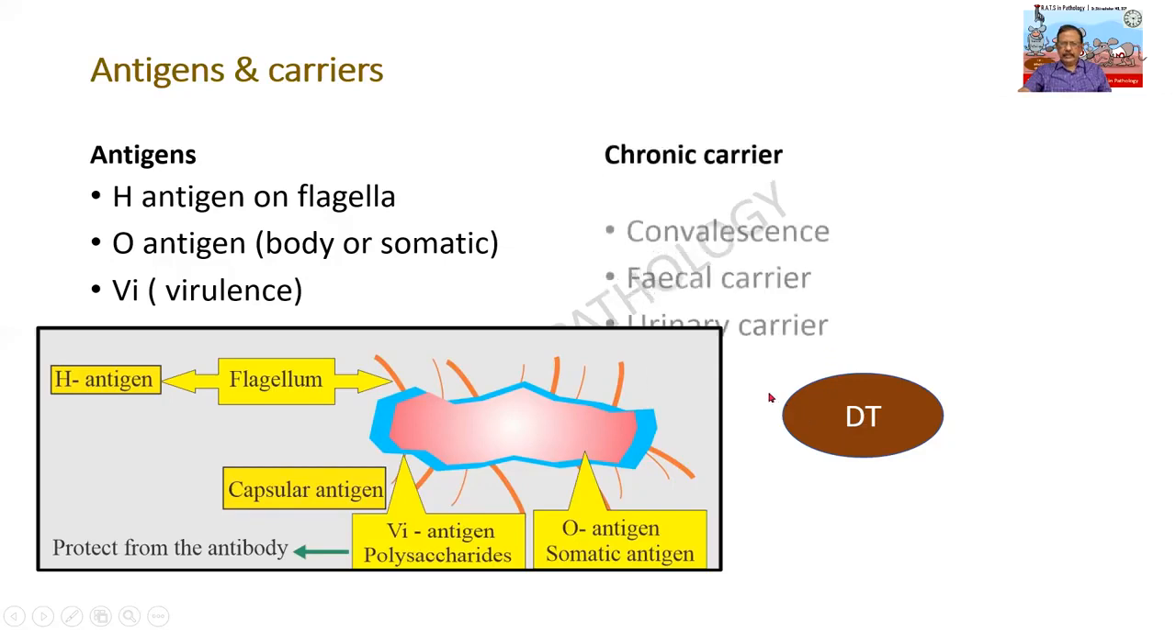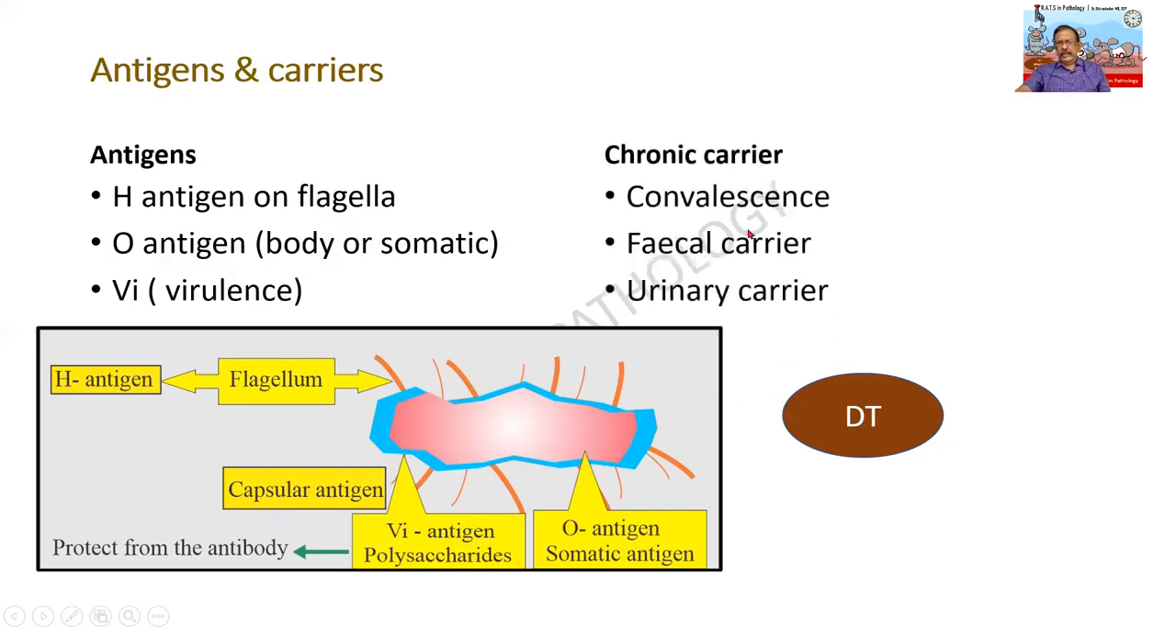The carrier itself can be of three types. One can be during convalescence, the patient can be a carrier. In the feces, he can be carrying the organism, or in the urine. These are the three different types of carriers. We shall be remembering it later on for completing the cycle.